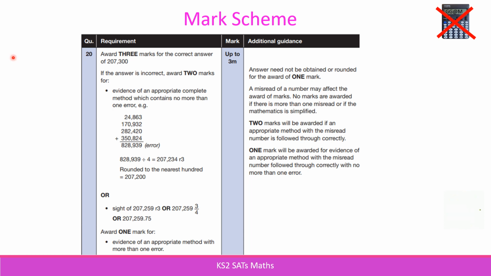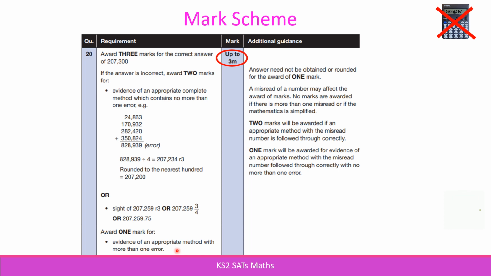This question shows the mark scheme, and it's up to 3M, which means 3 marks. Now you get 3 marks for getting the correct answer of 207,300. If the answer is incorrect, you can get 2 marks for evidence of adding up the values and then dividing by 4. Or if you've written down any of these numbers that are written down here, you can get 1 mark for evidence of an appropriate method with more than 1 error.